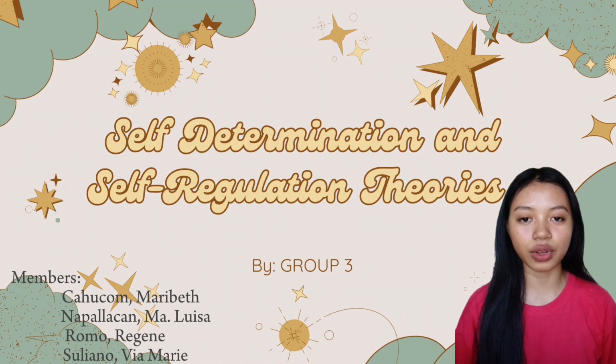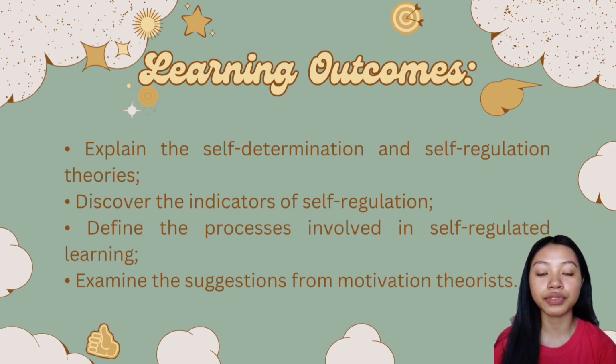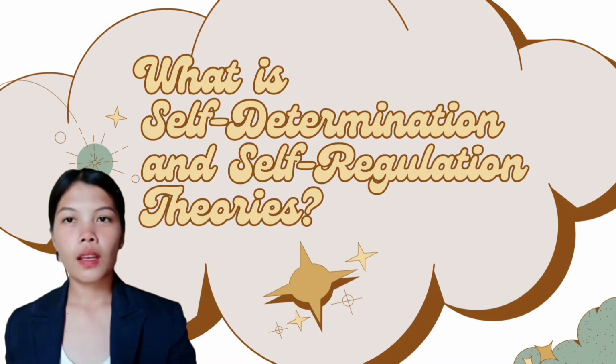So the lesson that we are going to talk about in this video is all about self-determination and self-regulation theories. So the learning outcomes for this lesson are: explain the self-determination and self-regulated theories, discover the indicators of self-regulation, define the processes involved in self-regulated learning, and the last one would be to examine the suggestions from motivation theorists.